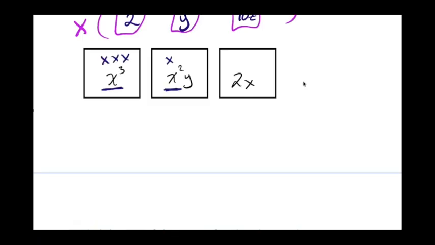We have 2 x's and a y, and then we have a 2x. The only thing that's in all the boxes is an x, a single x. You can only pull out what they all have in common. I can't pull out 2 x's because this only has 1. It's just the x. Put the x on the outside, and then what's left over in our boxes.